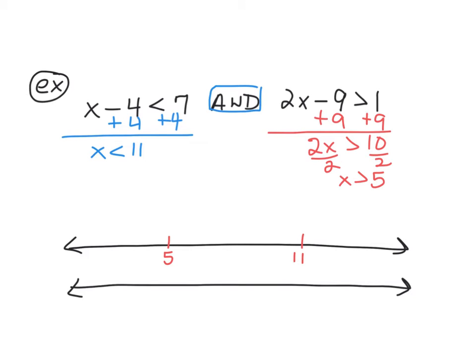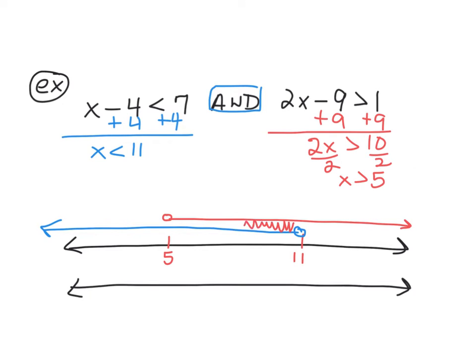Now I'm going to graph these separately, and we're going to look at them carefully here. Look at our solution. Less than 11 would go all the way this way to the left, and greater than 5 would go all the way this way to the right. We got to think about what we talked about yesterday. Our solution set is the numbers that are both of those things at the same time. So the overlap, kind of this region, would be my solution set.